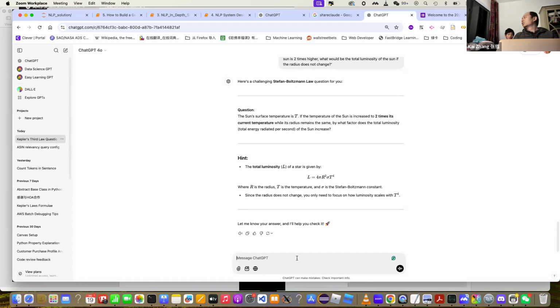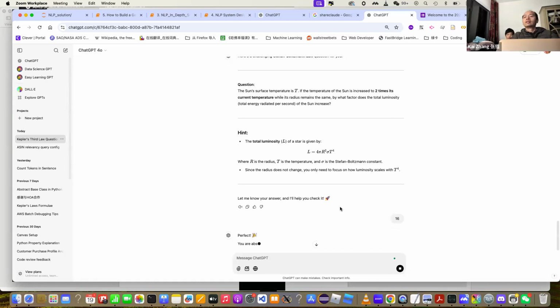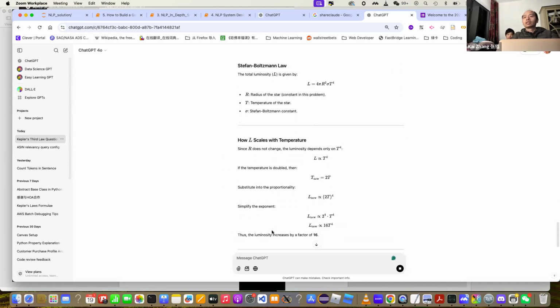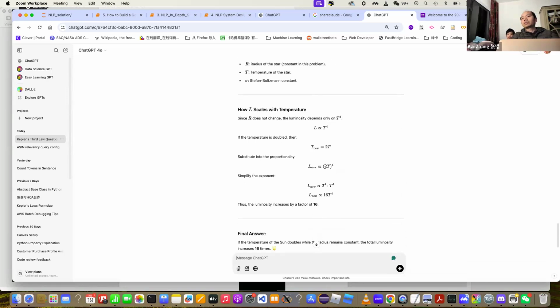T to the power 4, what does T to the 4 mean? How did you get it? How do you get the 16? Like 2 times 2 times 2 times 2. Yeah, correct. It tells you it is correct, because the temperature is 2 times bigger, and 2 to the 4 equals 16.